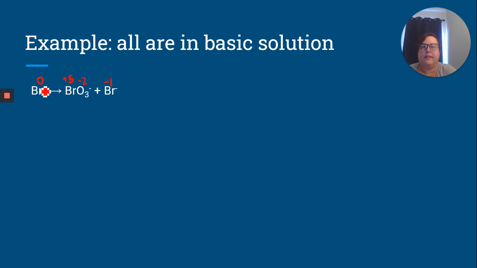So we have bromine that is being oxidized and reduced. So if bromine goes to BrO3, the oxidation number is going up, which means it lost electrons. And so when you lose electrons, that's oxidation. And then bromine is gaining electrons. The oxidation number is going down. It's gaining electrons, so that is reduction. So we write out the half reaction, and it doesn't matter which one you start with.